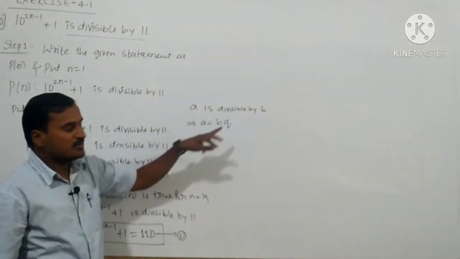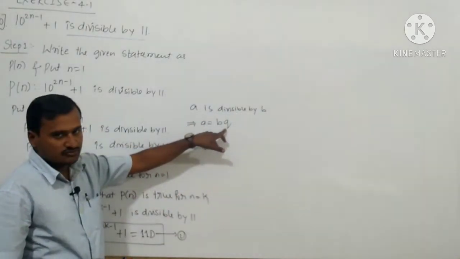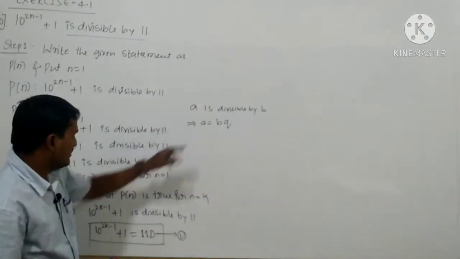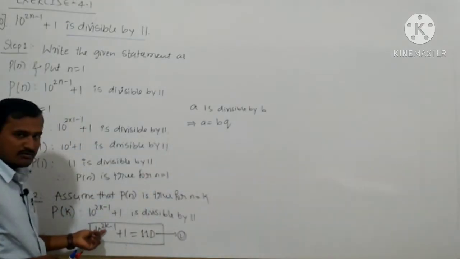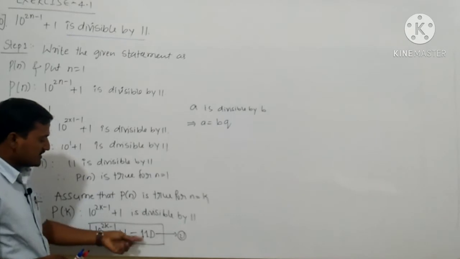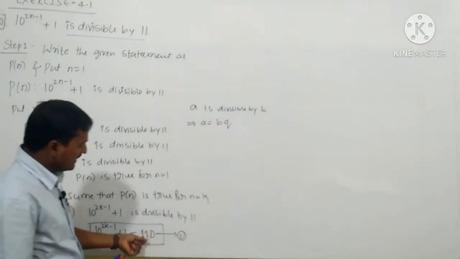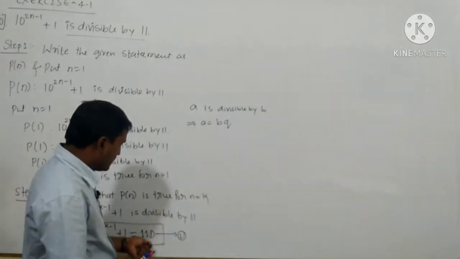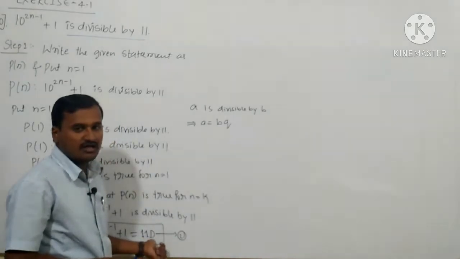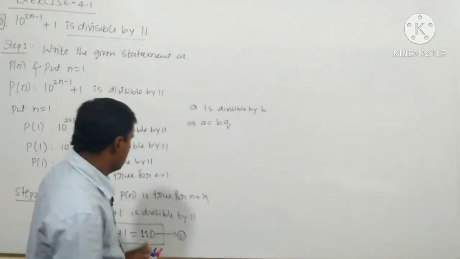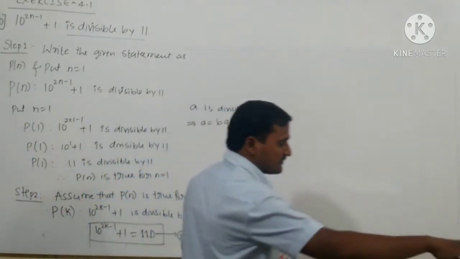A is divisible by b means a is equal to b into q, right? So here what is the value of a? 10 to the power 2k minus 1 plus 1. This term is divisible by 11, which means we will write 11 into q. In the place of q, here I have taken d. Okay, right. So this is the second step.